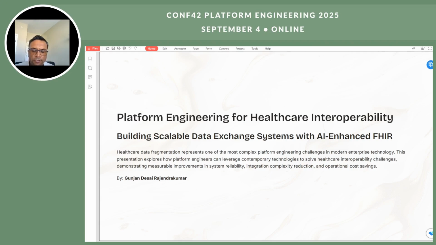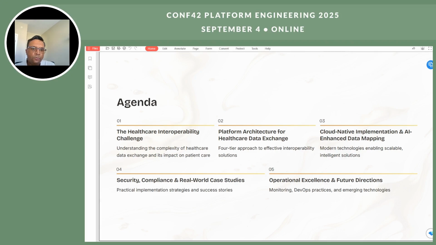And this is exactly what healthcare interoperability is about, ensuring the right data reaches the right hands at the right time. So today I'll walk you through how platform engineering principles can help us solve these interoperability challenges. We'll cover the complexity of healthcare data exchange, the architecture we use to address the exchange, and how new cloud native and AI powered solutions help, along with some real world case studies. By the end, I hope to show you how engineering choices directly translate into improved patient outcomes.